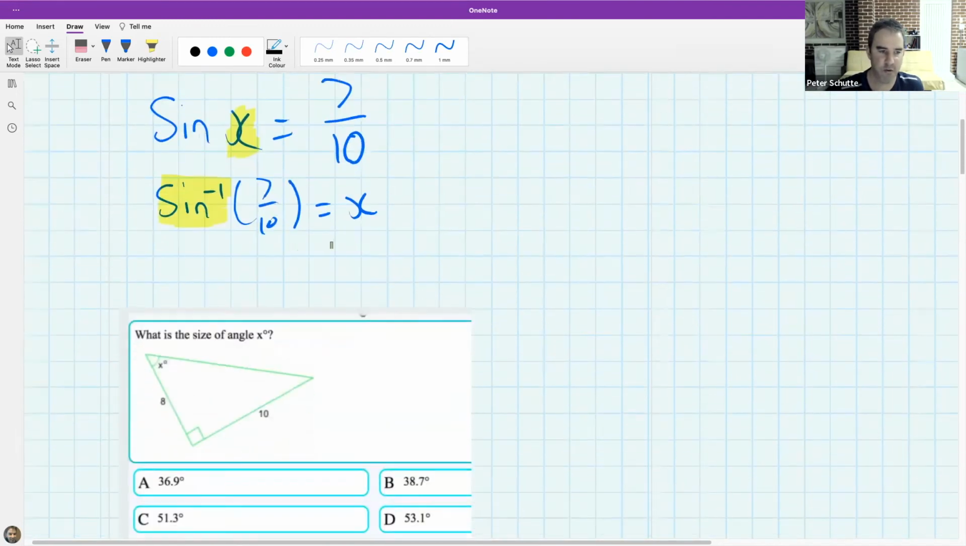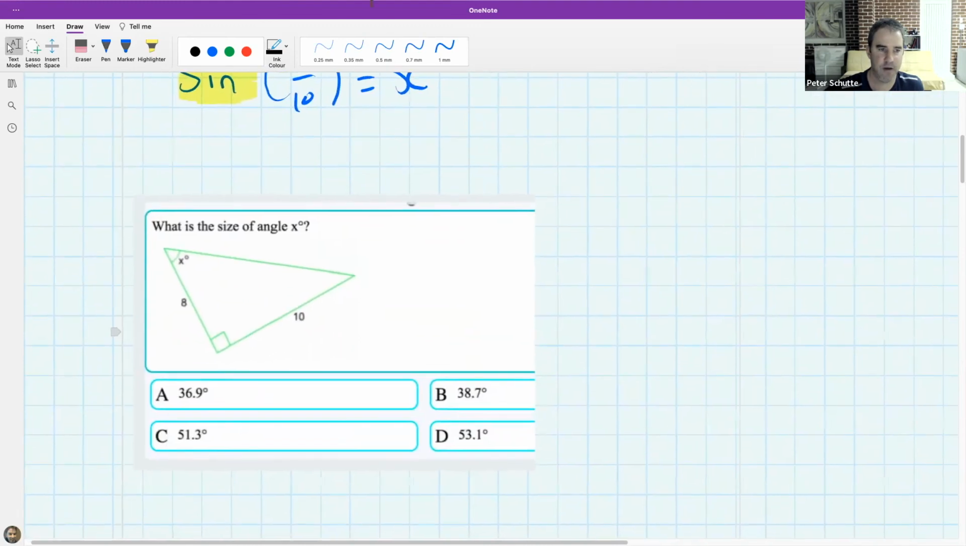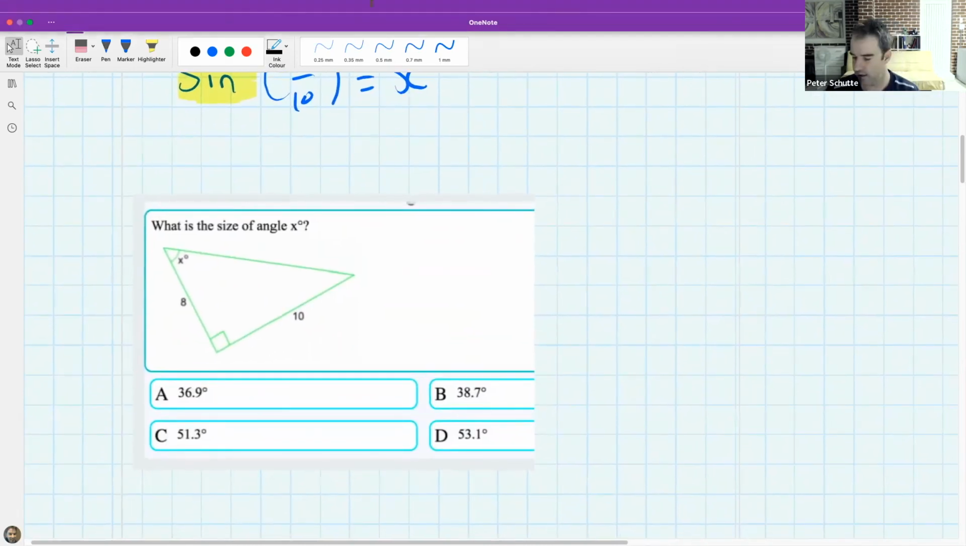Let's try another one. I want you to find me the size of that angle X there.